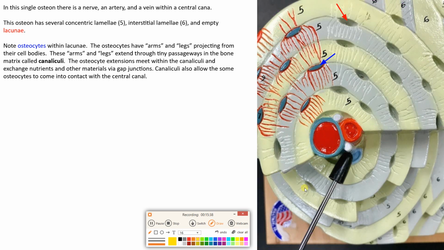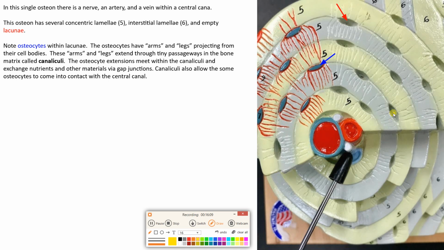I can also see some empty lacunae. I'm putting some yellow dots in some empty lacunae. Now we know empty lacunae are occupied by osteocytes. And this blue guy with the red legs is an osteocyte, which was once an osteoblast. Now what I want you to notice is, look at this lacuna right here. I'm going to put a dot in it.